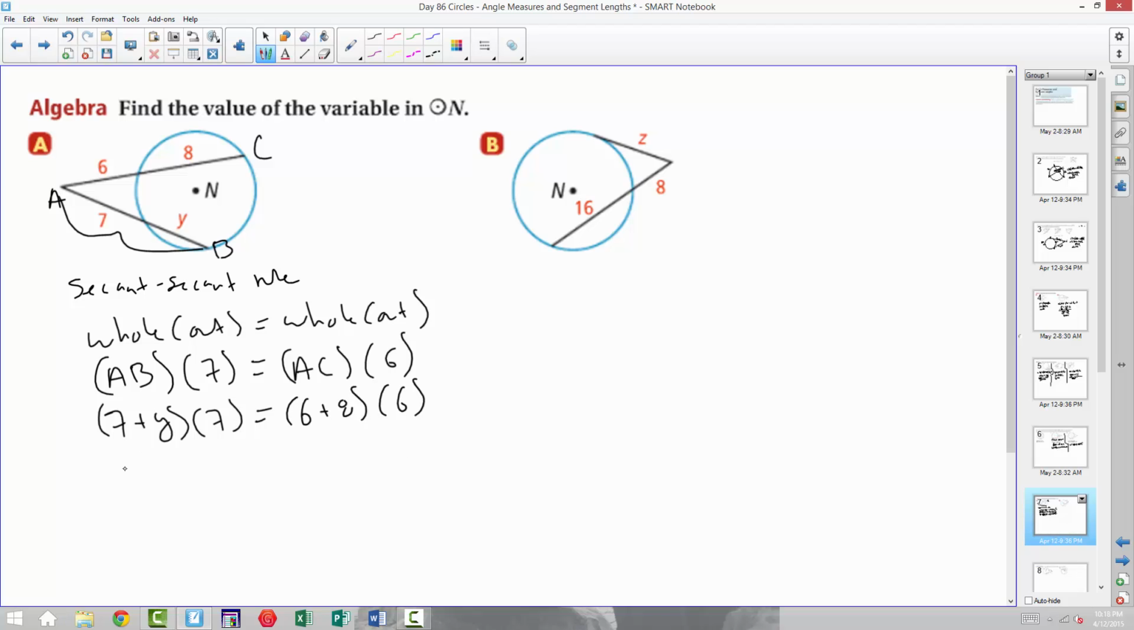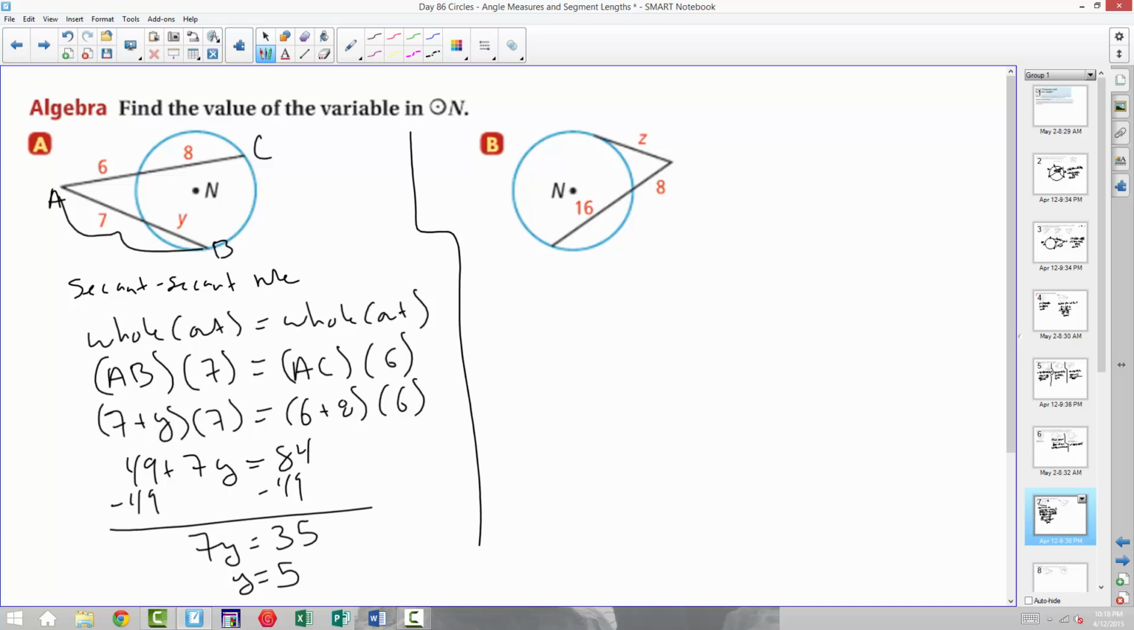So distribute, I have 49 plus 7y equals 6 plus 8 is 14, so I have 14 times 6, which is 84. Minus 49, minus 49. I have 7y equals 84 minus 49, which is 35. Therefore, I divide by 7, and I get y is equal to 5.